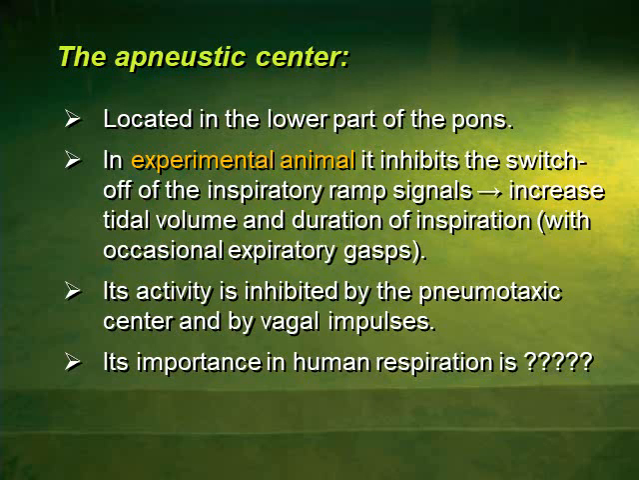When you make the cut above the apneustic center, it means you cut the neurons coming from the pneumotaxic center to the dorsal respiratory group. And the dorsal respiratory group will be just under the control of the apneustic center, and that's what will happen to the respiration. Its activity is inhibited. The activity of the apneustic center is normally inhibited by the pneumotaxic center and by vagal impulses.